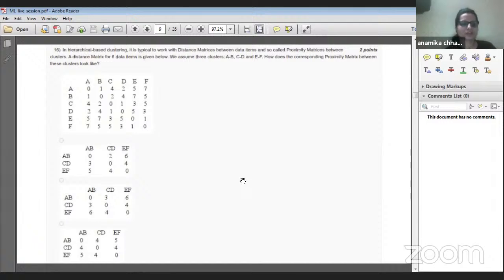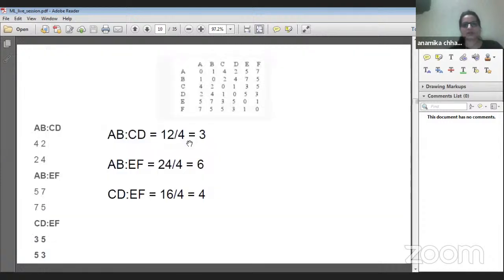If you have to find the distance between AB and CD, here you're assuming that A and B are part of a cluster, and C and D are part of a cluster. So you have to find the distance between AB and CD. Let's come here. This is the matrix that is given to us. Now A, B, C, D: when you only look at them, you get this part of the matrix, 4, 2, 2, 4. And then you average it out. The sum of 4, 2, 2, 4 is 12. Divide by 4, the number of elements, and you get 3. So that is the distance between AB and CD.